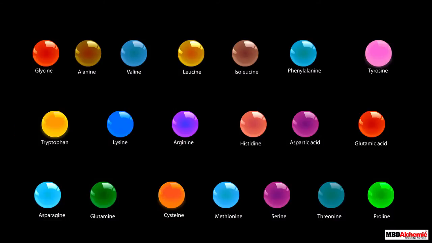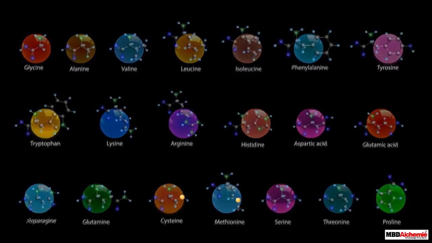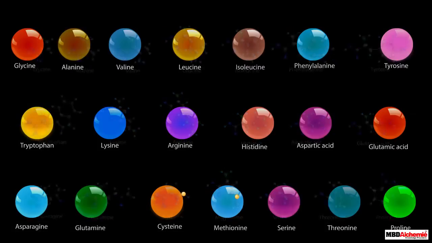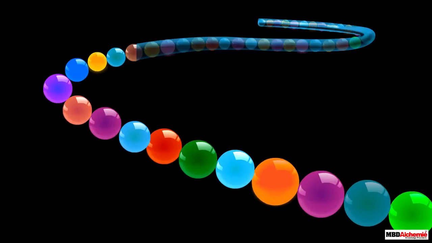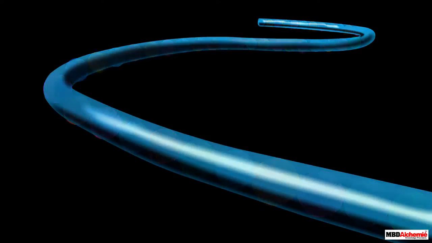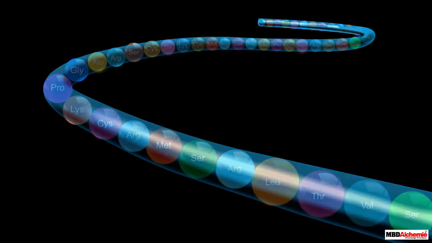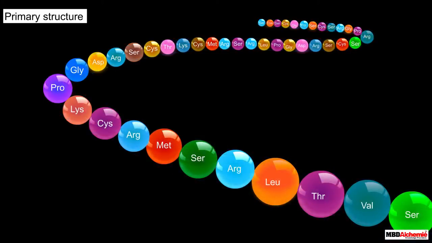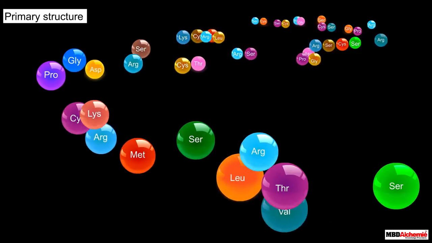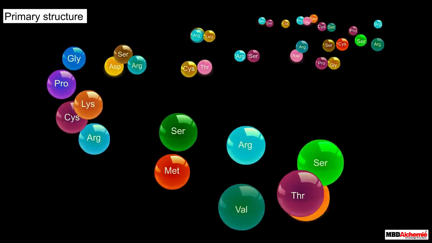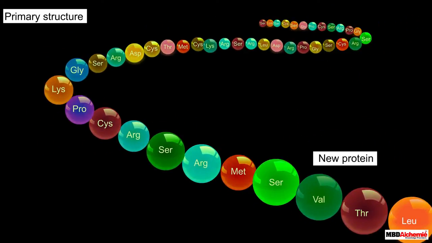Although there are only 20 amino acids, these amino acids link together in different sequences, giving rise to different polypeptide chains. The sequence of amino acids in a polypeptide chain of a protein is called its primary structure. If the sequence of these amino acids is changed, a new protein gets formed.